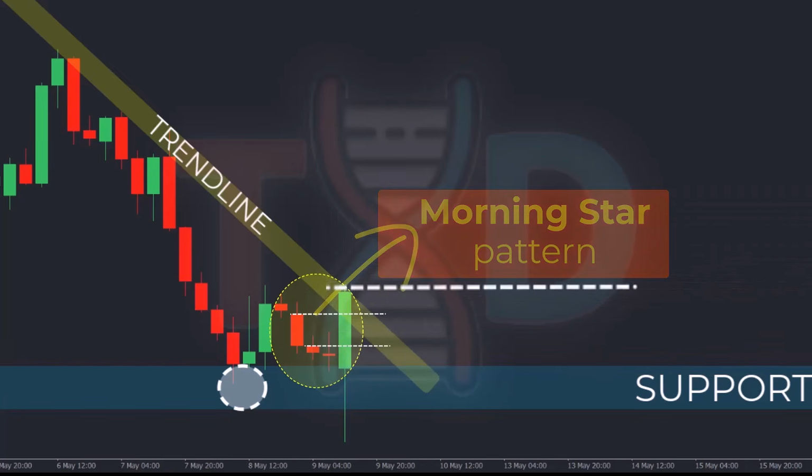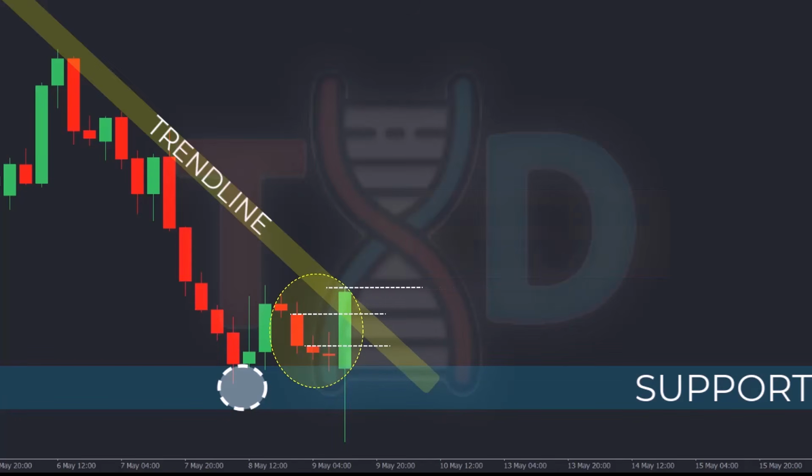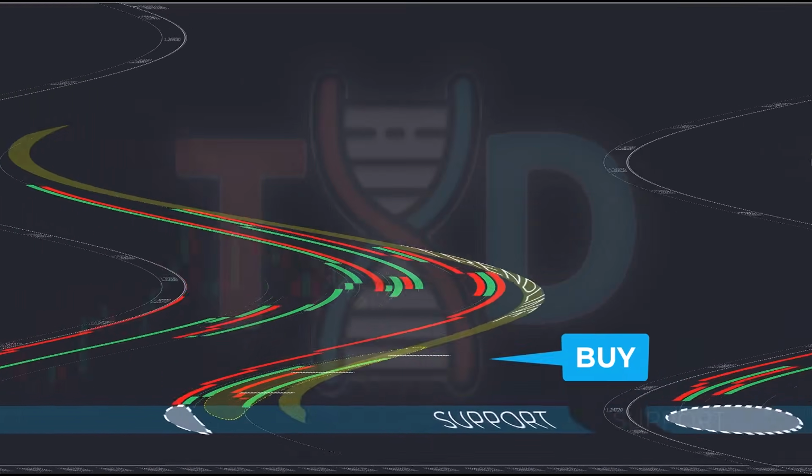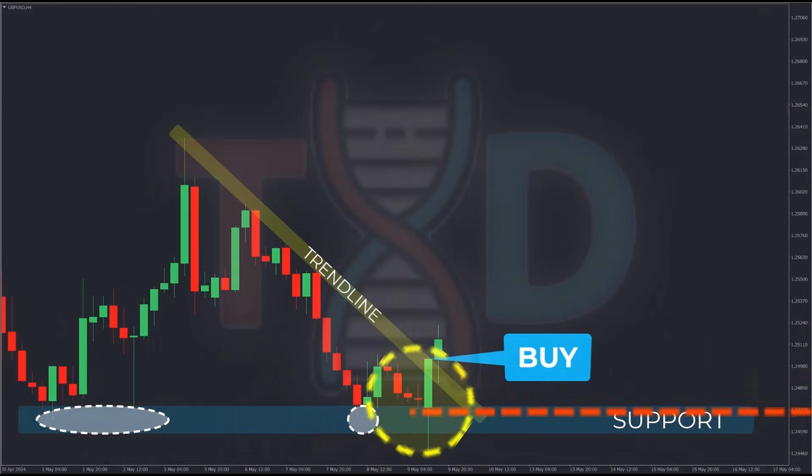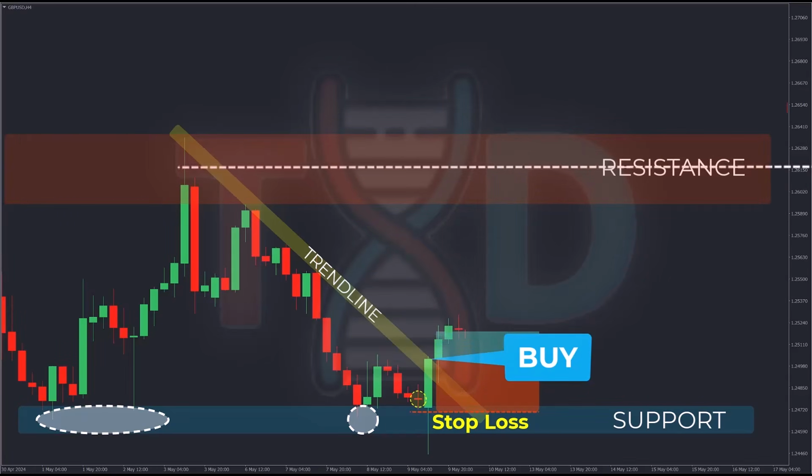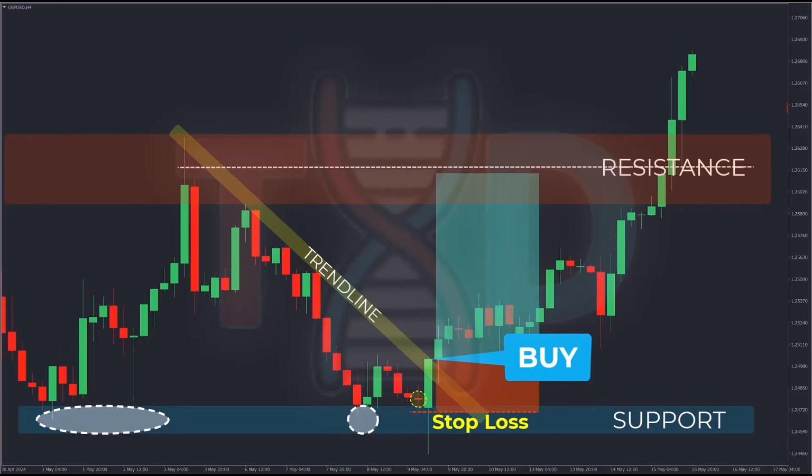You enter the trade above the high of the green candle. You place your stop loss just below the doji or pin bar. And where's your target? That recent swing high. Boom, the price takes off, and just like that, you're riding the wave. This is what happens when you combine candlestick patterns with price action strategy. It's like stacking the odds in your favor. So if you're tired of guessing and ready to trade like a sniper, this is how you do it.